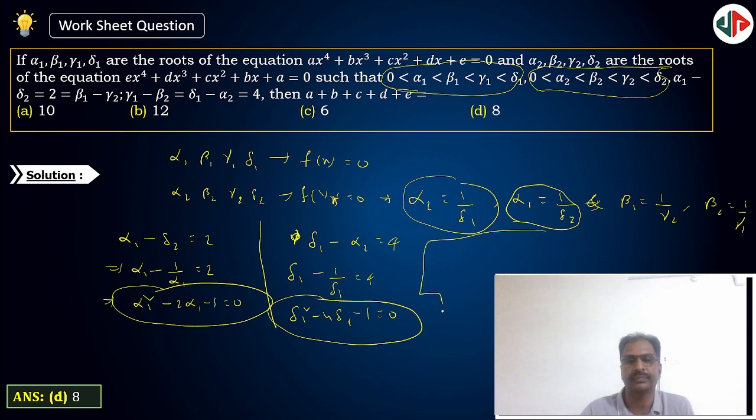Now we know that alpha 1 is the root of the first equation, and delta 1 is also root of the first equation. Therefore, ax power 4 plus bx cube plus cx square plus dx plus e can be written as alpha 1 square minus 2 alpha 1 minus 1 into, because alpha 1 and delta 1 are the roots of the first equation, delta 1 square minus 4 delta 1 minus 1. Now to get a plus b plus c plus d plus e, of course, one second.